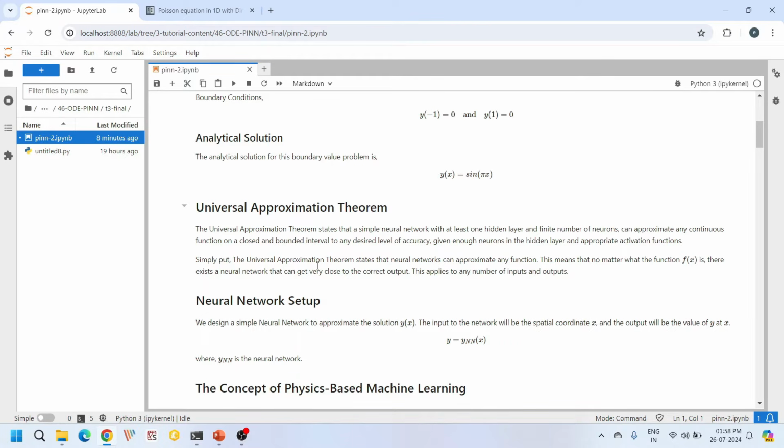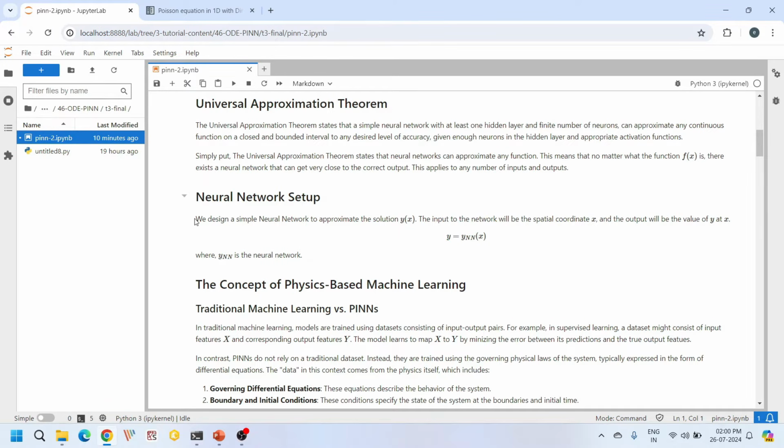Before we dive into the core of this tutorial, let's try to understand one important theorem, that is the universal approximation theorem. This is one of the fundamental principles behind PINNs. In simple language, this theorem states that neural networks can approximate any function, no matter what the function f of x is. There exists a neural network that can get us very close to the correct output.